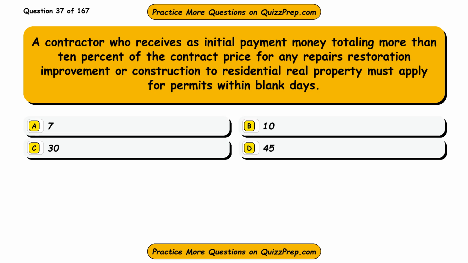Question 37. A contractor who receives as initial payment money totaling more than 10% of the contract price for any repairs, restoration, improvement, or construction to residential real property must apply for permits within blank days.